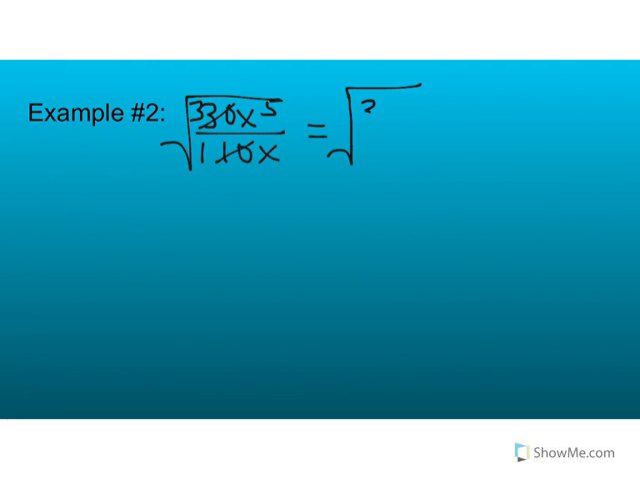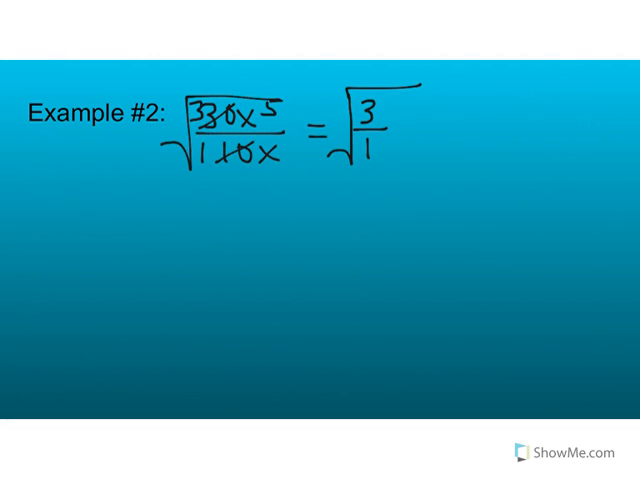For our second example, we're going to throw some variables into that. So we're going to have the square root of 30x to the 5th power divided by 10x. We are going to start by simplifying our fraction first. 10 goes into 30 three times, and 10 goes into 10 once. So I'm going to rewrite this radical, and we get 3 divided by 1.